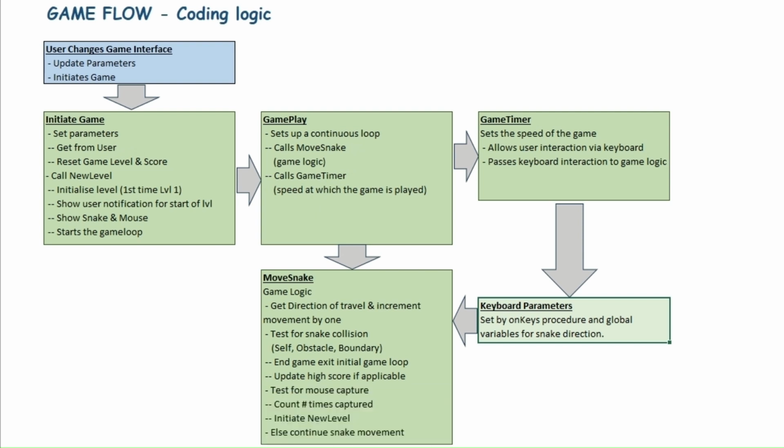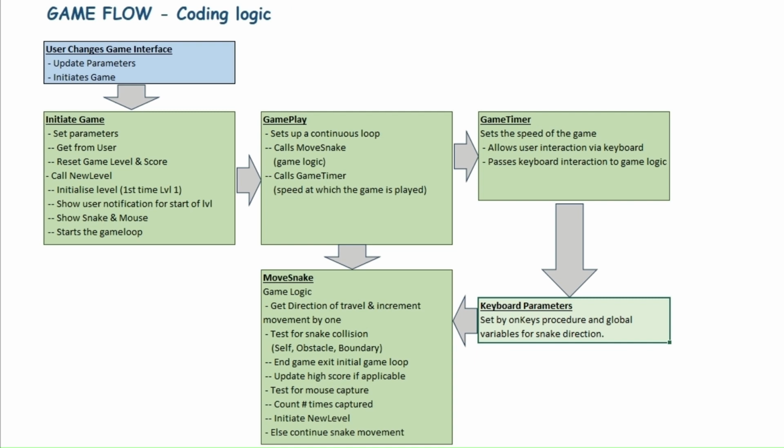Move snake contains the logic of the game. We set the direction of travel and we increment that movement by 1. Once moved, we then test for a snake collision. That's, does it hit itself, an obstacle, or the boundary? If it does, we initiate the exit game loop process. We also test for high score. If applicable, we update the high score.